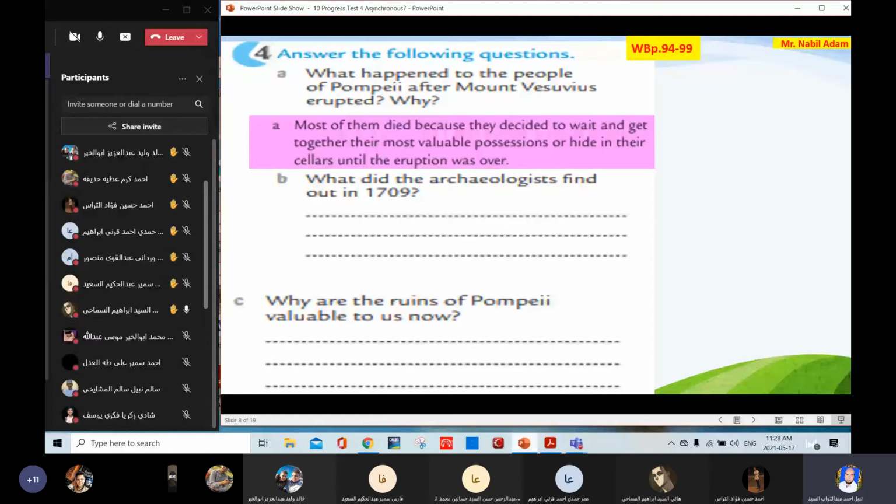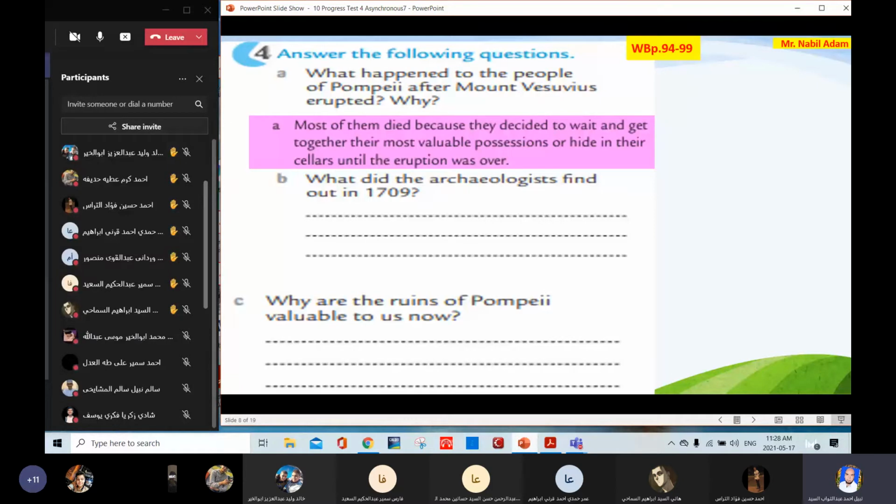الإجابة دي بيقول لك إن إيه اللي حصل للناس اللي ساكنين في المنطقة دي بعد انفجار بركان جبل فيزوف. اللي حصل إن معظمهم ماتوا لأنهم قرروا إنهم يبقوا ويحصلوا على ممتلكاتهم أو يختبئوا في أي مخبأ لحد ما البركان أو الثوران ينتهي. So most of them died because they decided to wait and get together their most valuable possessions. Get together means collect, يعني يجمعوا مدخراتهم أو ممتلكاتهم الثمينة, because they were very rich, they were very wealthy. Or hide in their cellars until the eruption was over.